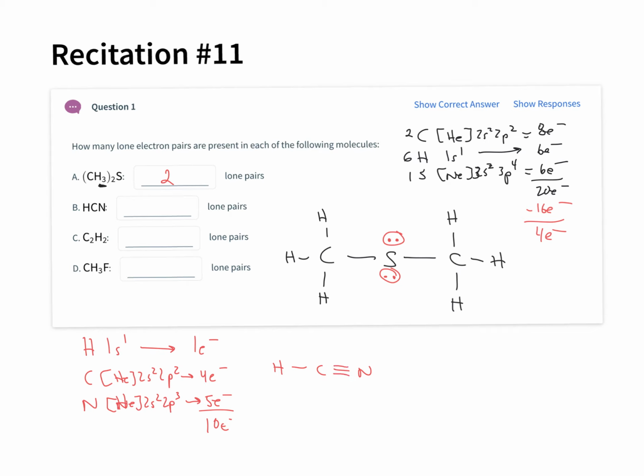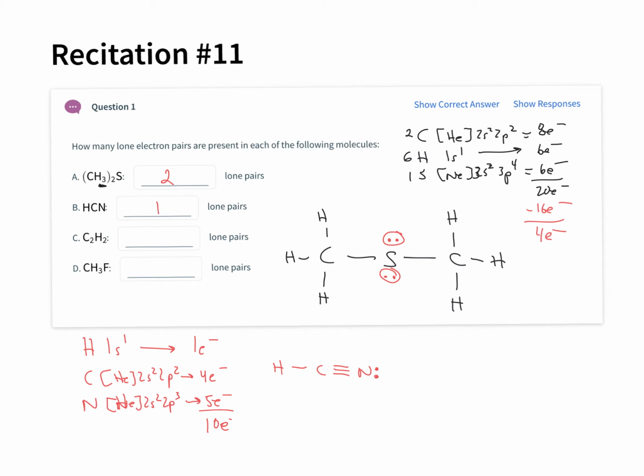1, 2. So I just assigned 8 electrons, right? I've got 10, I assigned 8. I've got 2 more electrons to assign. I need to fill the octet of nitrogen. Nitrogen only has 6 electrons drawn on it, so I add 2 lone pair electrons to nitrogen. That fills the octet for nitrogen, and that creates 1 lone pair of electrons.